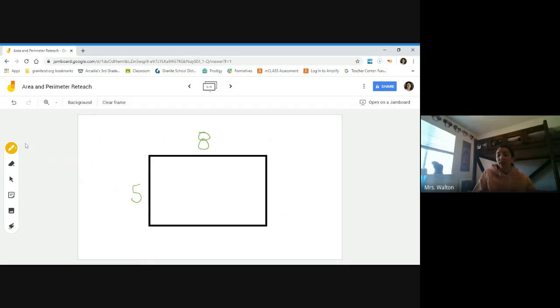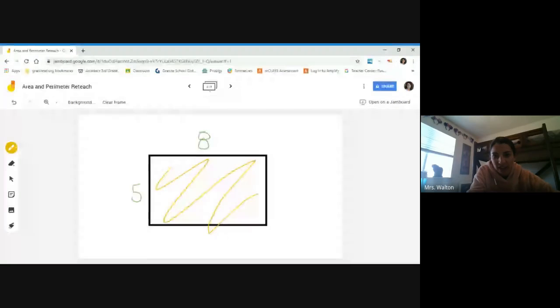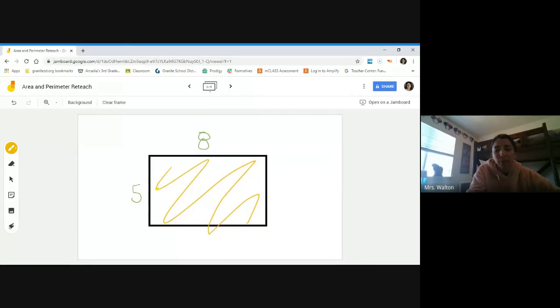So here they gave us two numbers, 8 and 5, and we're going to multiply these two together. 8, because we're trying to find the inside here, this inside spot. So it's like saying that there's 8 squares going this way, 8 columns and 5 rows, like an array. So you're going to multiply 8 times 5, which is 40.